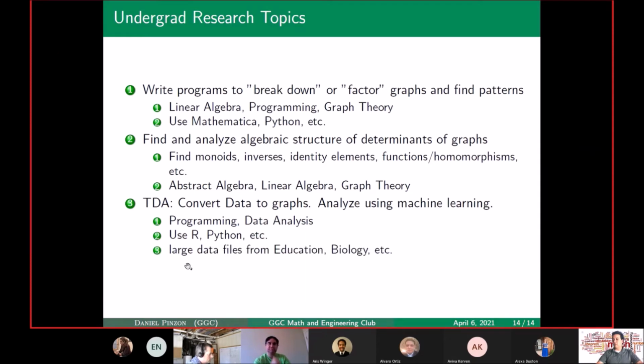And our data files can be from anywhere. They can be from education, from biology, from any kind of interesting field that you might be interested in. We can apply these ideas and analyze certain properties of this data. So these are the three projects that I'm interested in working on with any student who's interested. And that's the end of mine.